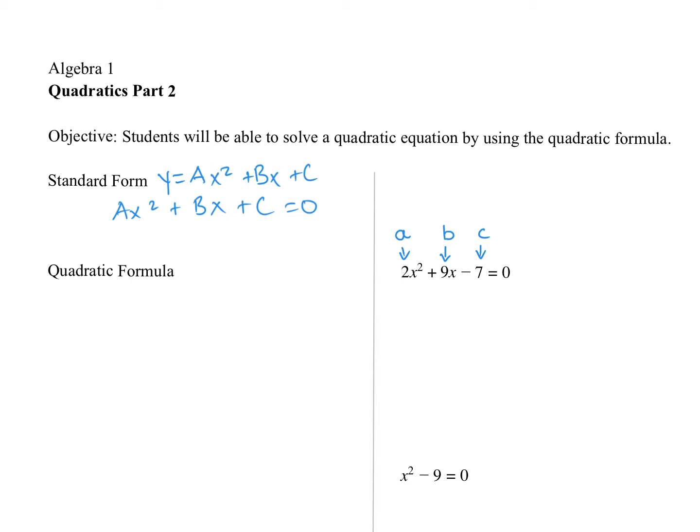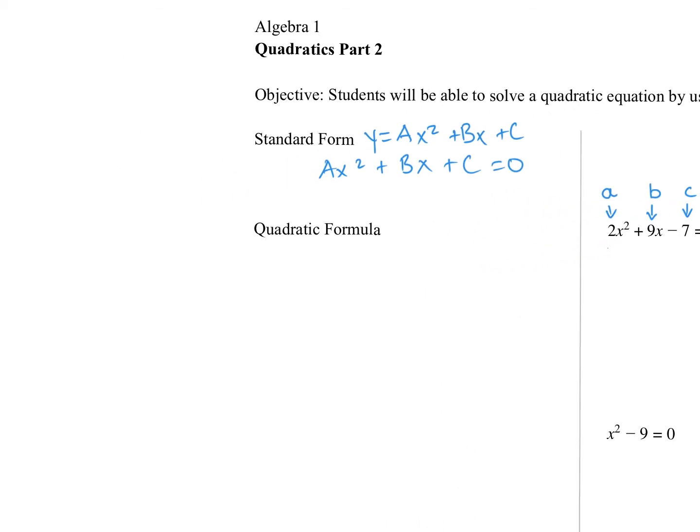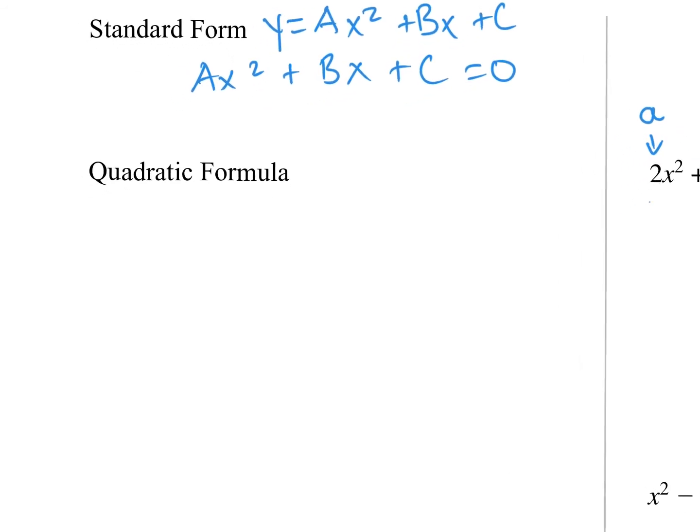Like right here, if I try to factor this 2x squared plus 9x minus 7, there's no way I'm going to be able to figure that out right off the top of my head, or even trying. So the quadratic formula, without even having to factor or figure out anything, will solve it for me. All I have to do is plug in the numbers. And here's the quadratic formula. You want to write this down.